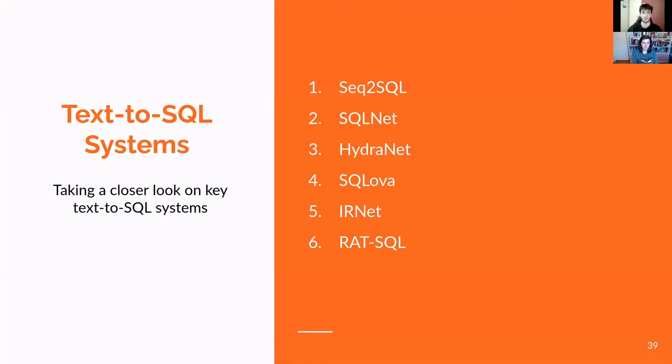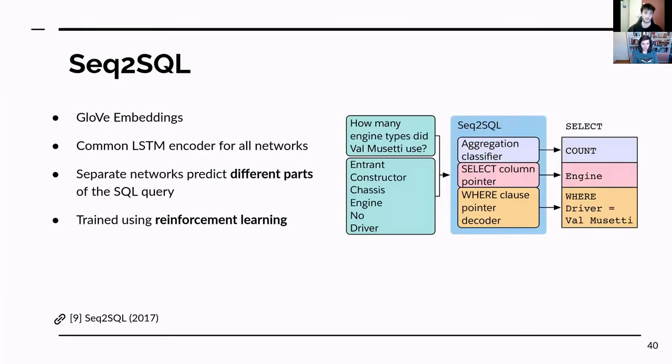So now that we have seen the three main approaches, let us take a look into some key text-to-SQL systems. We're going to see one sequence-to-sequence based system, three sketch-based systems, and two more complex grammar-based systems. So Seq2SQL was the first neural text-to-SQL system to be proposed. It was proposed along with the WikiSQL dataset, and it works on the WikiSQL dataset.